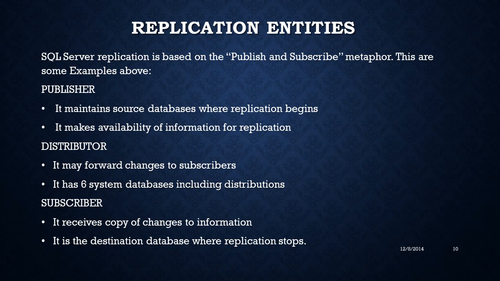Next, I would like to talk about the replication entities. As we can see, I have three examples of the replication entities, which are the publisher, the distributor, and the subscriber. The publisher helps in maintaining the source database where replication begins. Also, it makes information available for replication. Also is the distributor. It may forward changes to the subscriber, and it has system databases including the distribution database. And the last is the subscriber. It helps to receive copies of changes to information, and it is the destination database where replication stops.